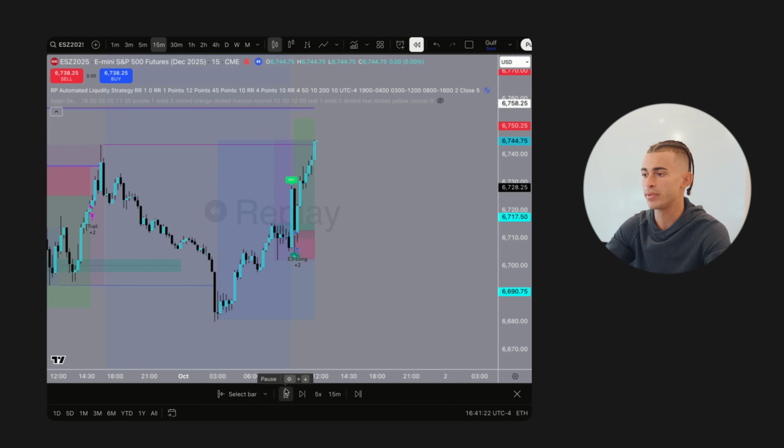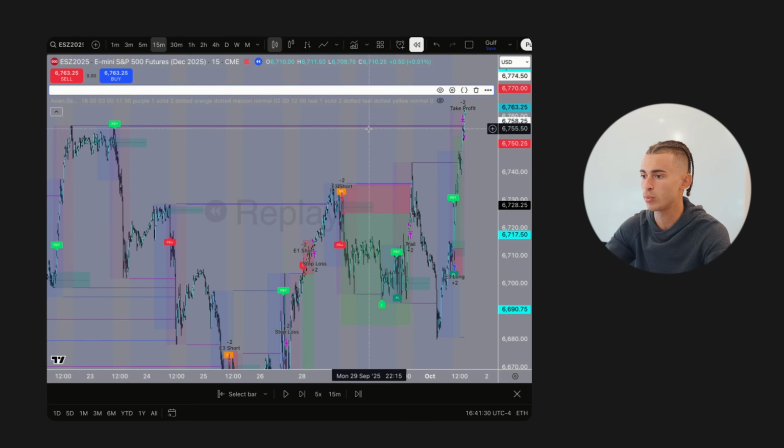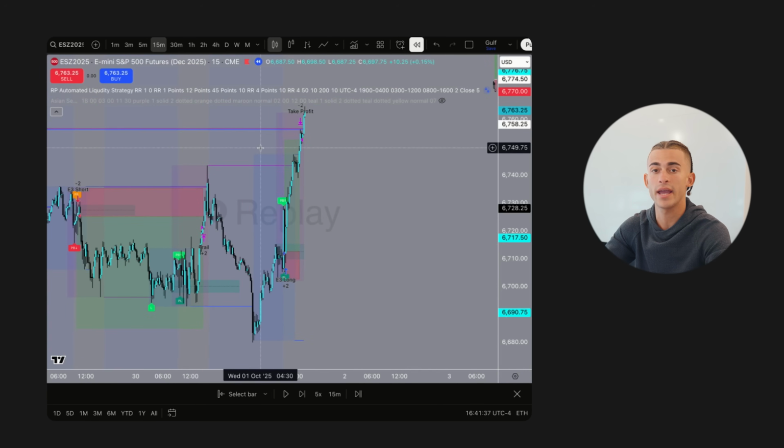Let's see if this trade plays out, everybody. Looking good, looking good. Boom. We actually hit a full take profit. And I'm sorry, we actually weren't targeting the London high. We were targeting a previous London high from a week back. So we actually got an even better risk to reward than I initially thought on that trade.